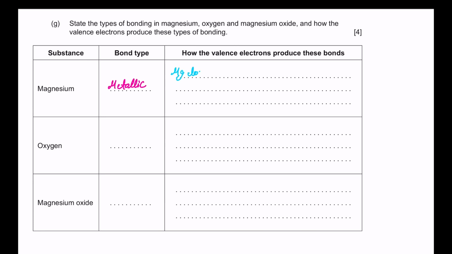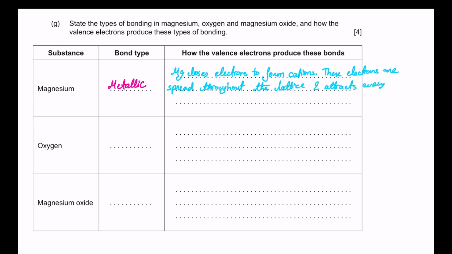So Mg loses electrons to form cations. These electrons are spread throughout the lattice and attract every Mg cation, hence holding the structure stable. That is it for this part.